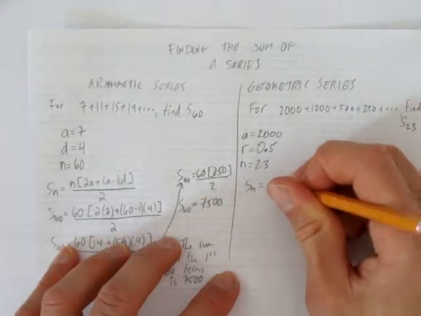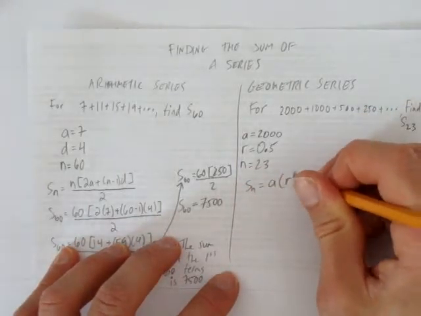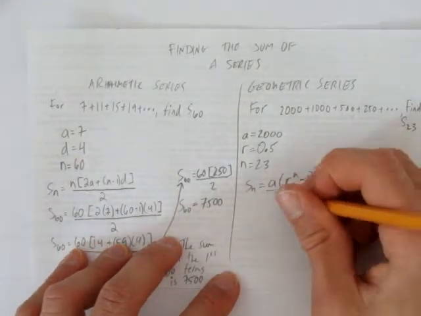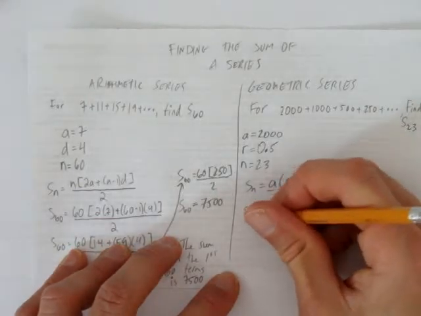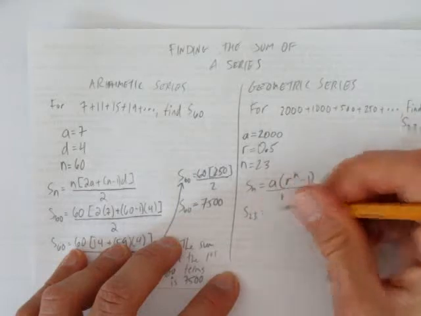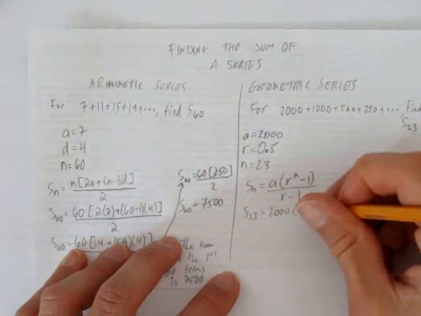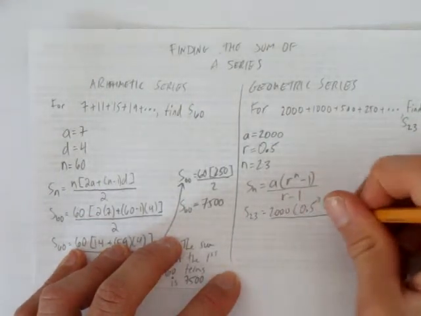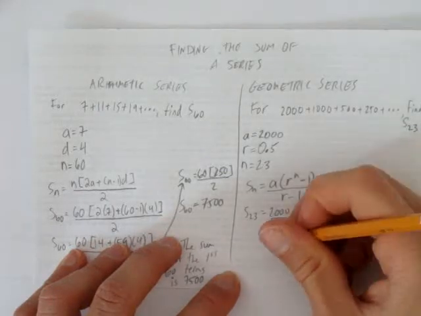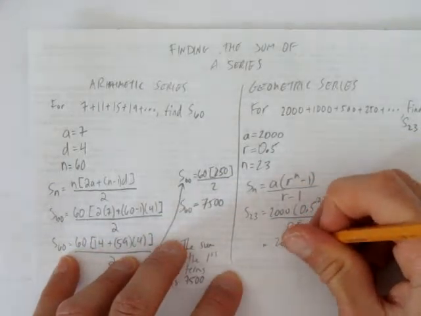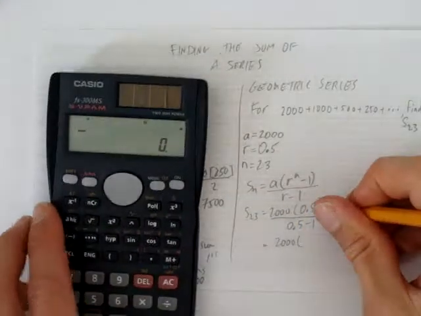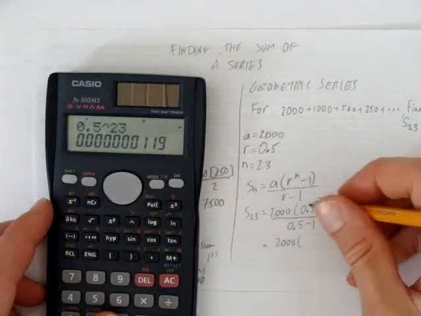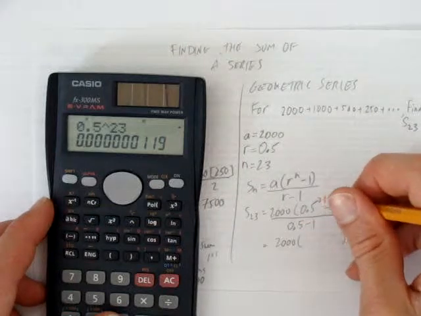Alright, well, the sum of a geometric series is calculated using the following formula. Sn equals a times r to the power of n minus 1, all over r minus 1. And we have those pieces. So we're looking for S23 equals 2,000 times 0.5 to the power of 23 minus 1, all over 0.5 minus 1. So we get 2,000 times, and let's do the bracket stuff all at once, 0.5 to the power of 23, and don't forget this step, minus 1.